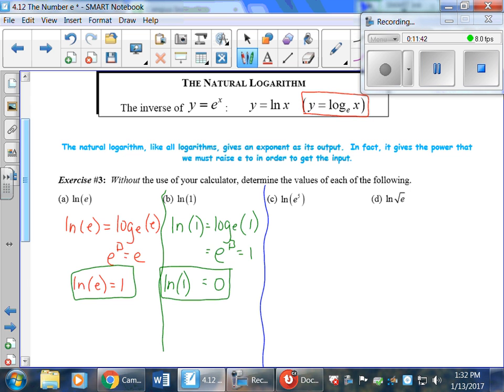Now, natural log of e to the 5 means we have ln of e to the 5 is equal to the natural log, the log base e of e to the 5. So what does this mean? This means e to what power is equal to e to the 5th. So here the ln e to the 5th is simply equal to 5.